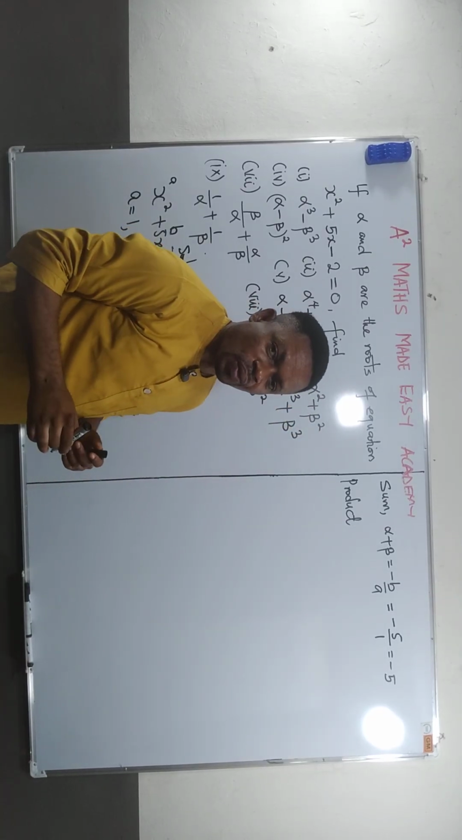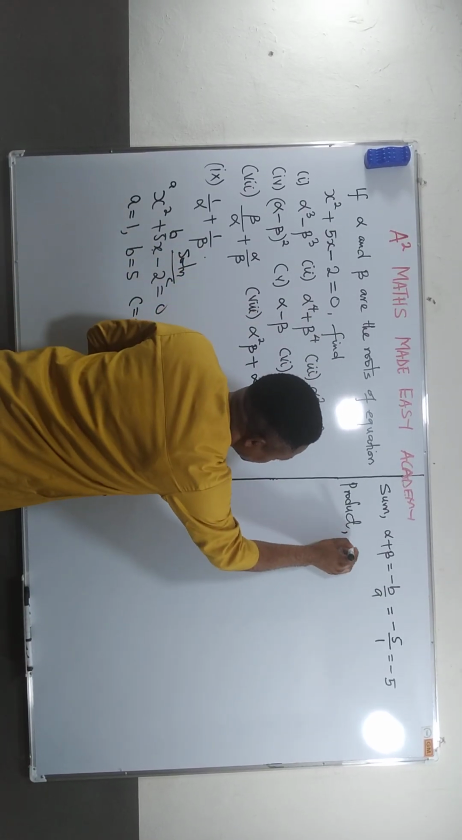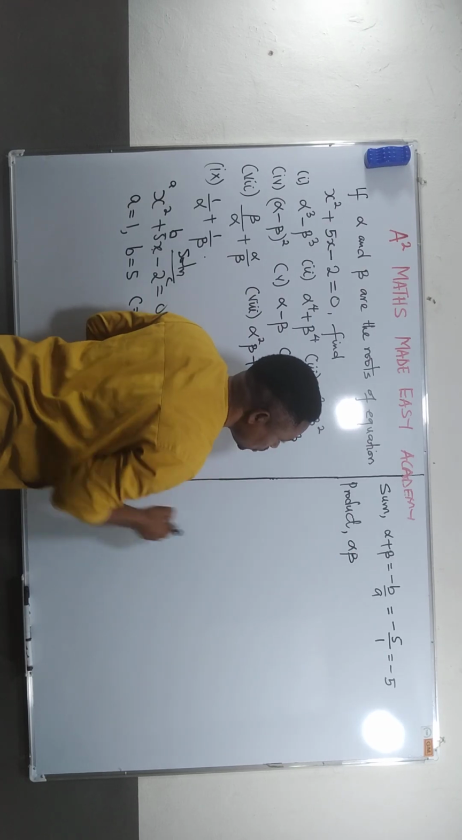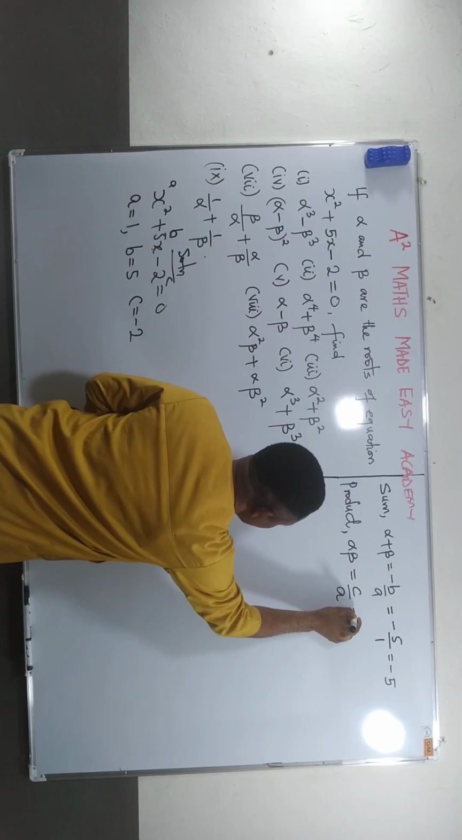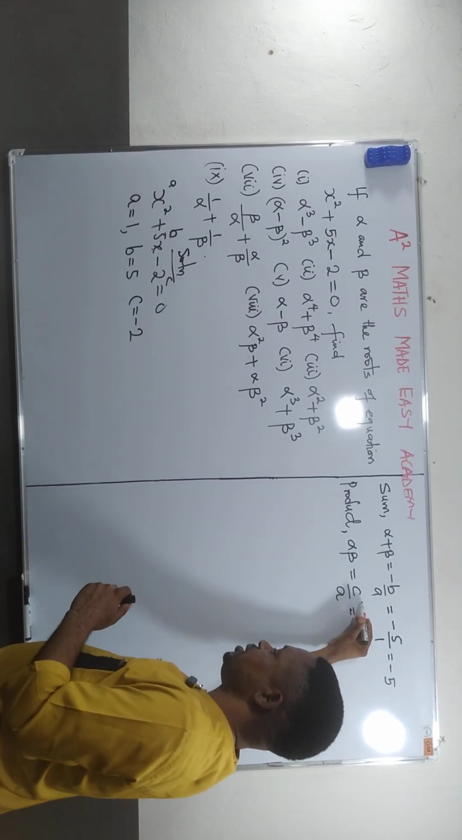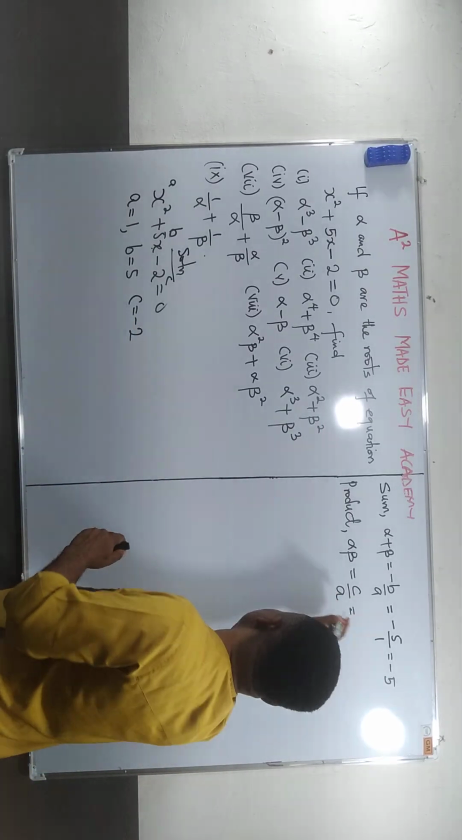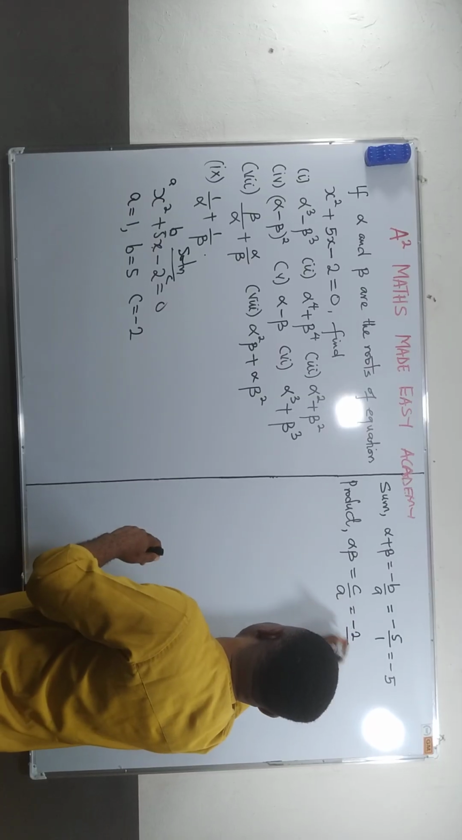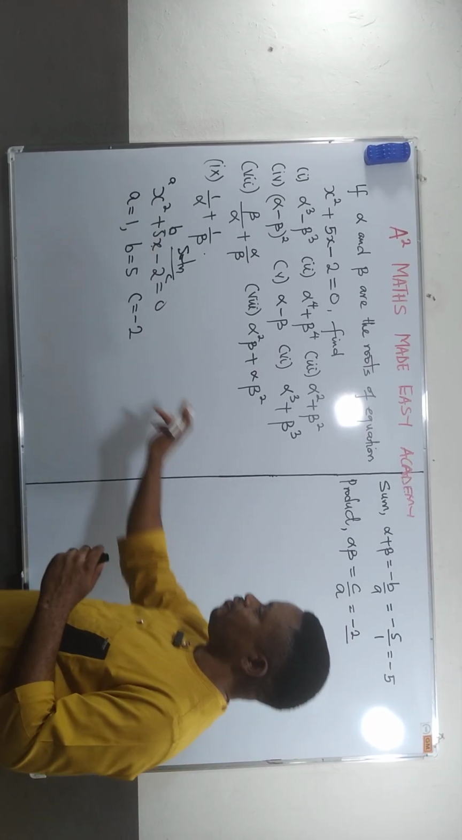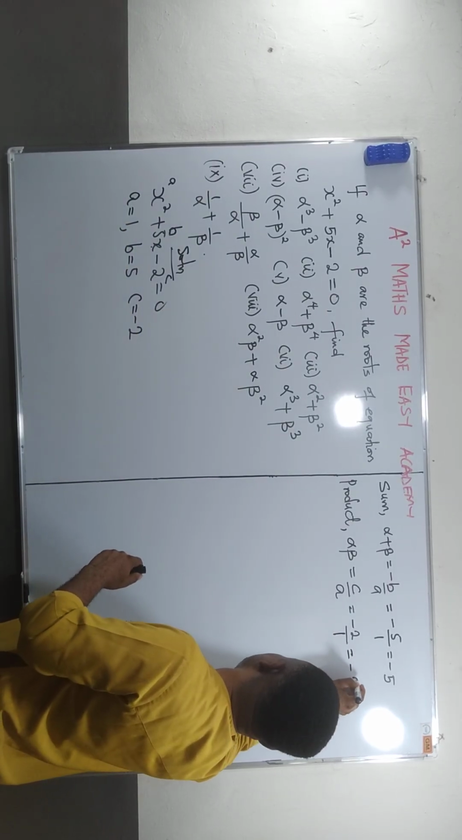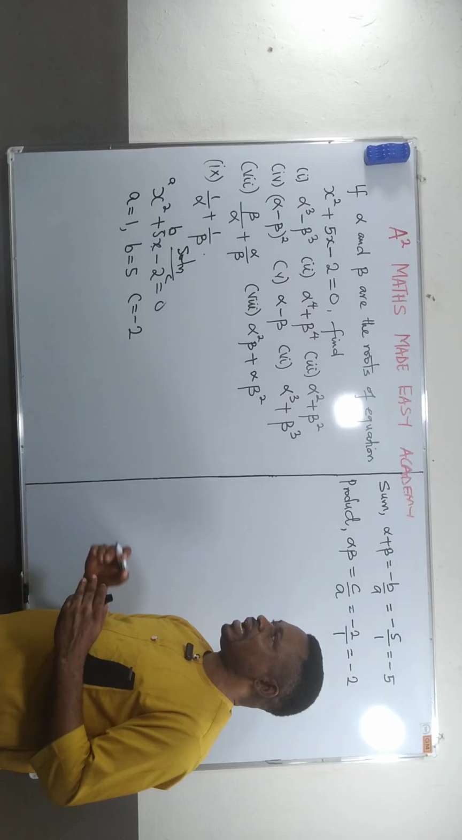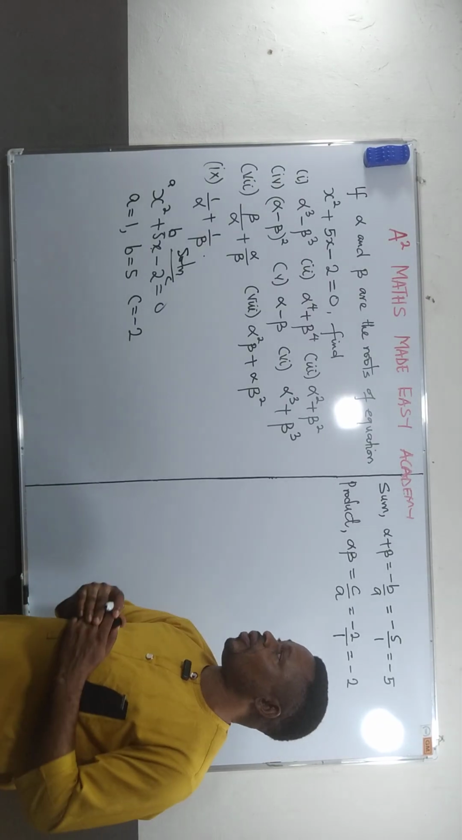Then the next one that will also help us to solve those questions is what we call the product. And what is the product? Product means multiplication, which is alpha beta, and the formula is c all over a. Now can we substitute for c? The value of c is minus 2, over a. a is 1. I'll put here 1. Then if I divide, the answer will give me minus 2. So that is exactly how to solve the sum and the product.